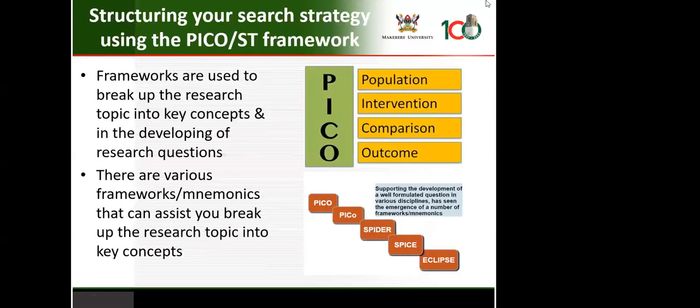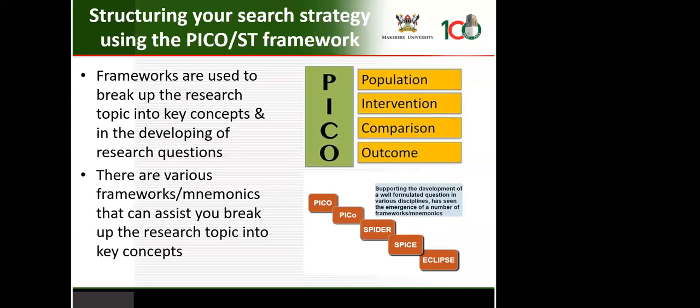And let's start with the first one, structuring your search strategy using the PICO framework. And this one I'm just repeating because I know someone talked about it yesterday. Frameworks like PICO are used to break up the research topic into key concepts and in developing research questions. Supporting the development of a well-formulated research question in various disciplines has seen the emergence of a number of frameworks.